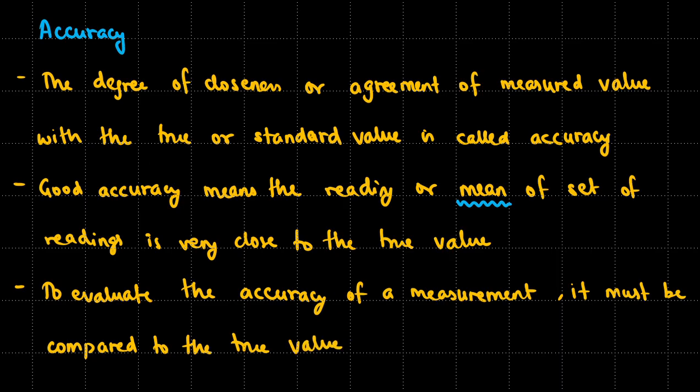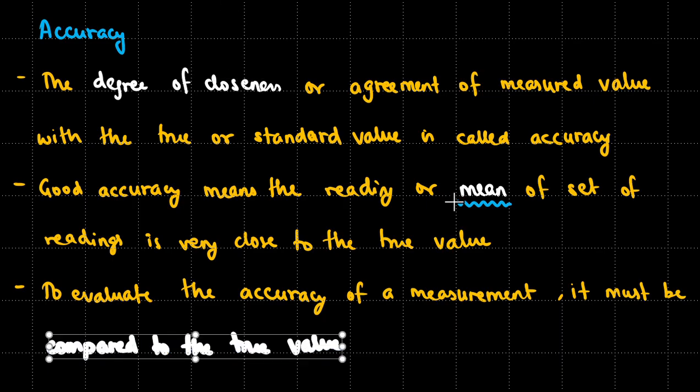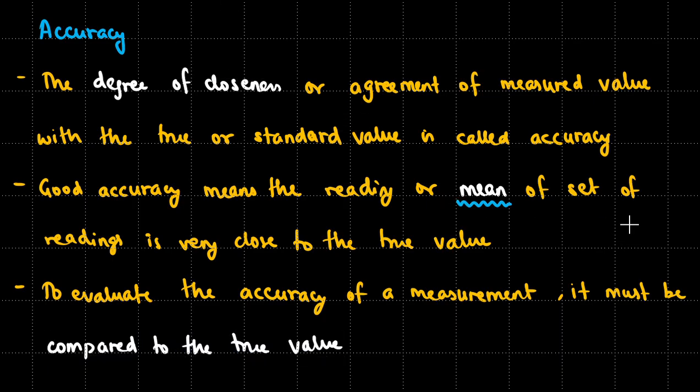Let's pick out some important highlight points. Accuracy is the degree of closeness or agreement. Good accuracy means the mean must be very close to the true value. And finally, to evaluate the accuracy, we must compare it to the true value. These are the most important things you must know when talking about accuracy.